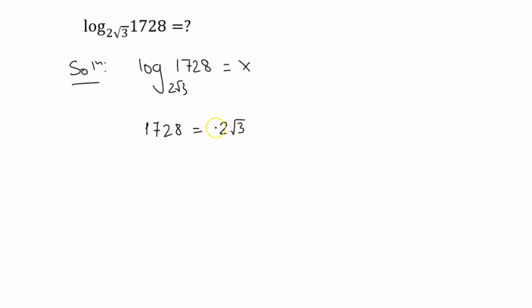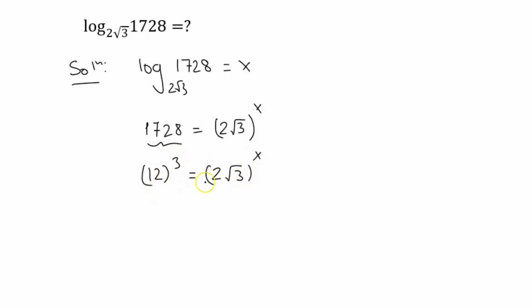So in this problem, we need to obtain the value of log of 1728 to the base of 2 square root of 3. So let us begin by supposing that this particular log value, log of 1728 to the base of 2 times square root of 3, let this be equals to x. Now we will apply the definition. So we have 1728, so that's equals to 2 times square root of 3 whole raised to the power of x. Fine. Now 1728, so that's simply 12 cubed, which is equals to 2 times square root of 3.